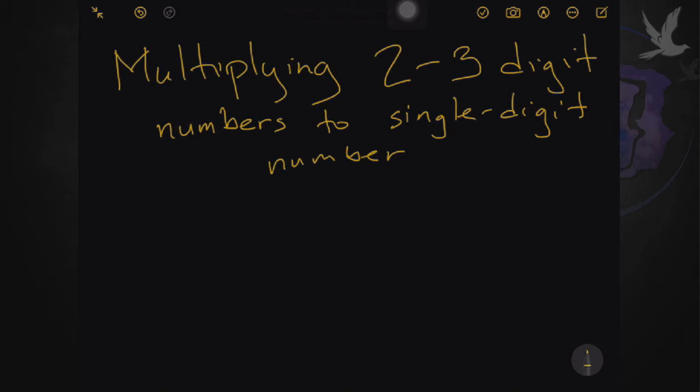Hello there, grade 3. So for today, you're going to learn how to multiply 2 to 3 digit numbers to a single digit number. How do they look like? For example, we have 437 multiplied to a single digit number. If you observe, we have 3 digits for this one. It can be 2 to 3. So it can be 43, or 37, multiplied to a single digit, which in this case is 1.